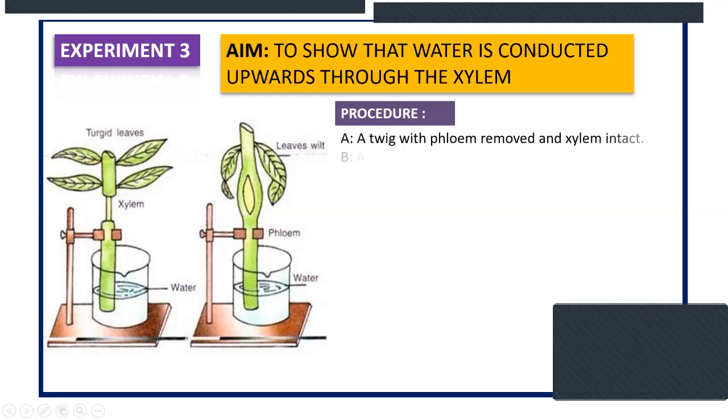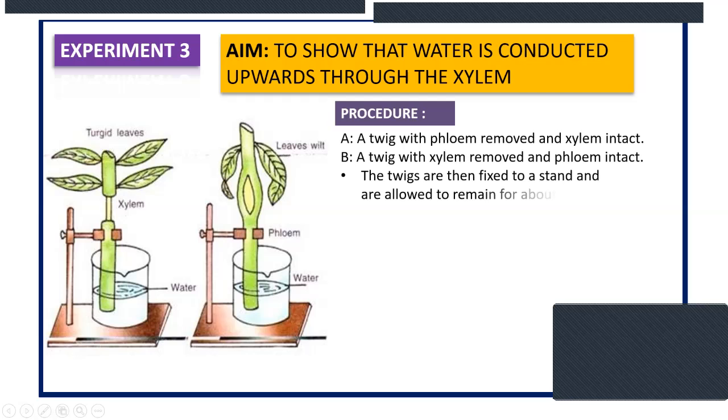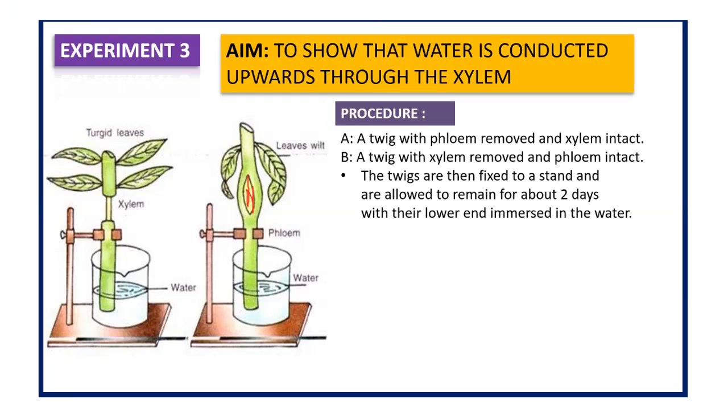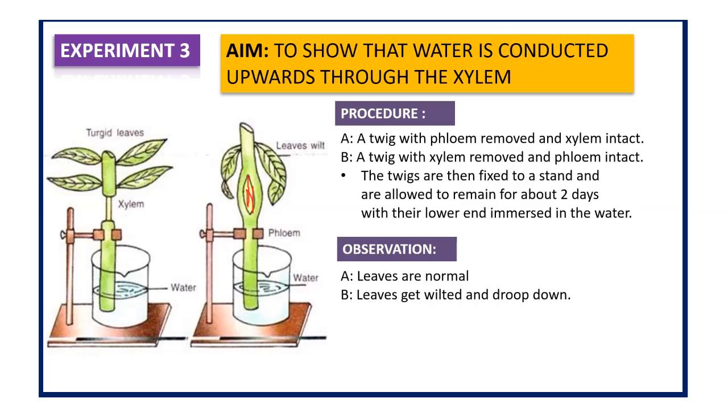Next, in setup B, we can see a twig with its phloem intact and xylem removed. The xylem, which is present towards the inner side, has been removed and the phloem is kept intact. Both twigs are placed in water for a few days. What is observed? Let us see. After a few hours or days, we see that the leaves of twig 1 remain turgid, whereas the leaves of twig 2 droop down or get wilted.